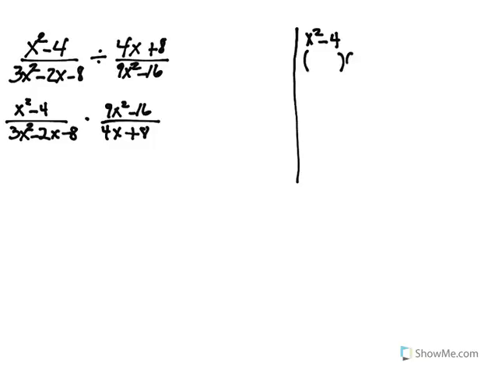You do two sets of parentheses. The x squared is going to split as x and x. For 4, we do the square root of 4, which is 2. One parenthesis is going to be a plus, and one is going to be a minus.